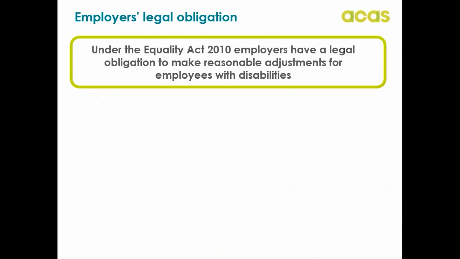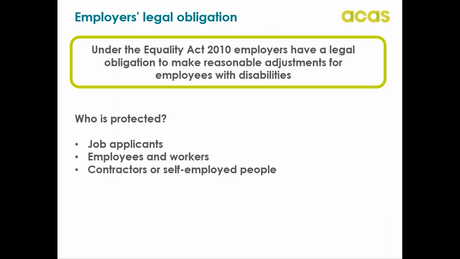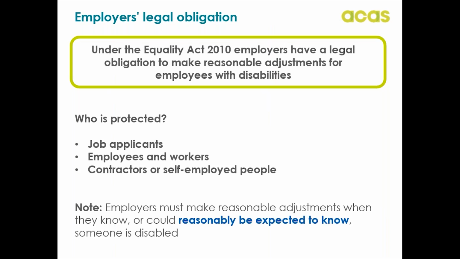Under the Equality Act 2010, employers have a legal obligation to make reasonable adjustments for employees with disabilities. Failure to meet these obligations can lead to legal consequences, such as employment tribunal claims for disability discrimination and failure to make reasonable adjustments. Who is protected? The law states that employers must make reasonable adjustments for job applicants, employees, workers and contractors, or self-employed people hired to personally do the work.